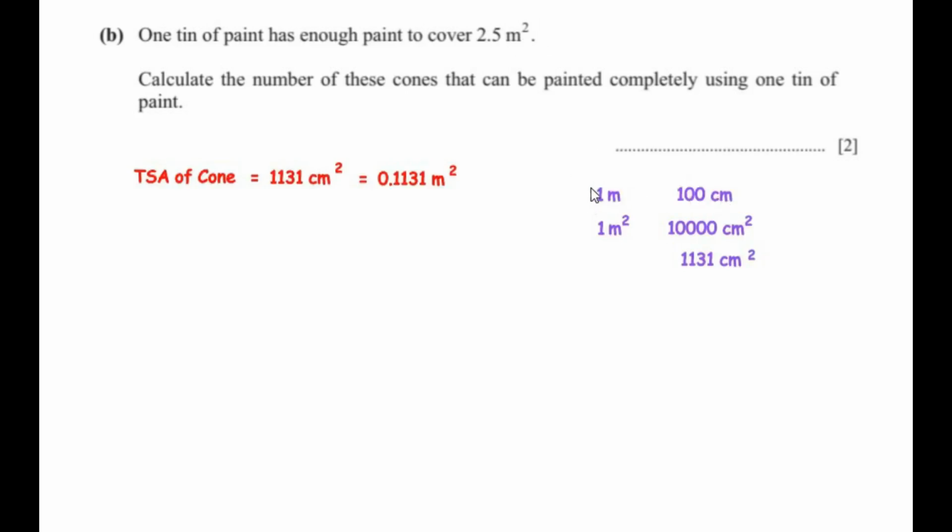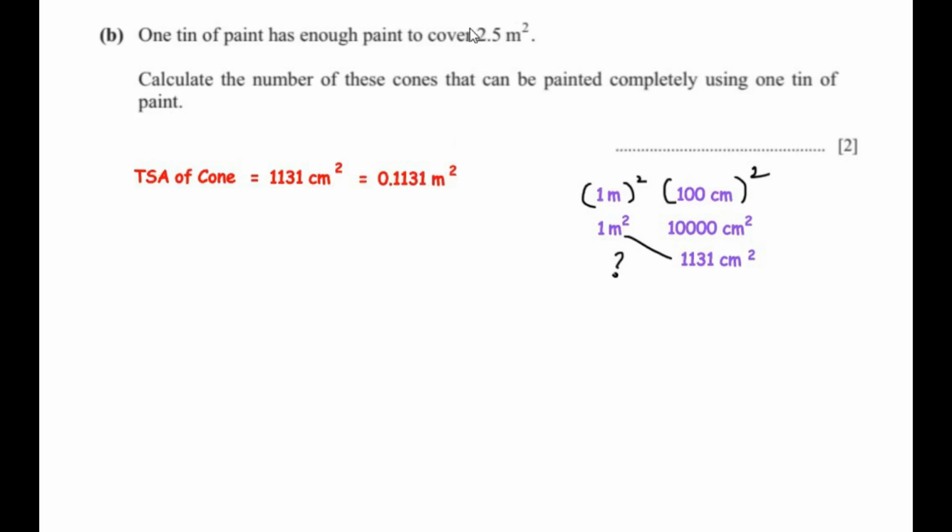So since we are looking for the meter square, we are going to square on both the sides. So we get 1 meter square and here it becomes 100 square centimeter square. So 1 meter square is equal to 100 square is going to give us 10,000 centimeter square. But here we had the total surface area of the cone as 1131 centimeter square. So converting it into meter square, we are going to multiply this number with 1 and going to divide it by 10,000. That is going to give us the value of the total surface area of cone in meters square as 0.1131 meters square.